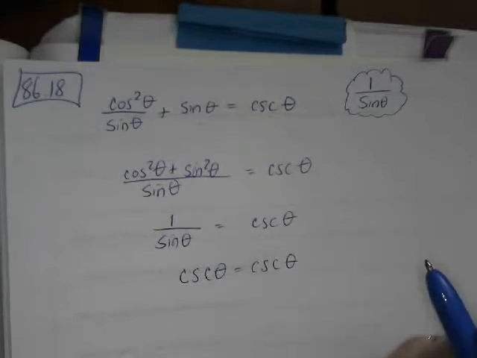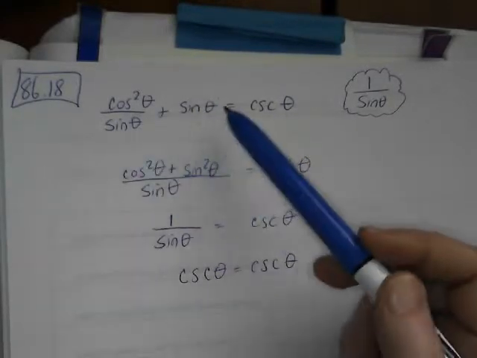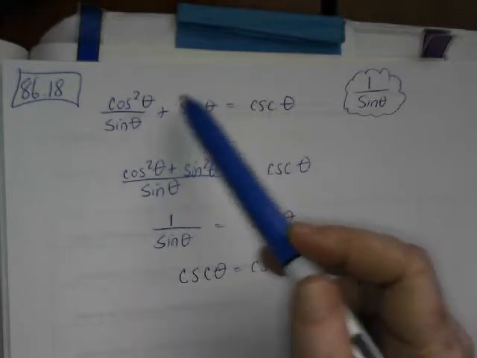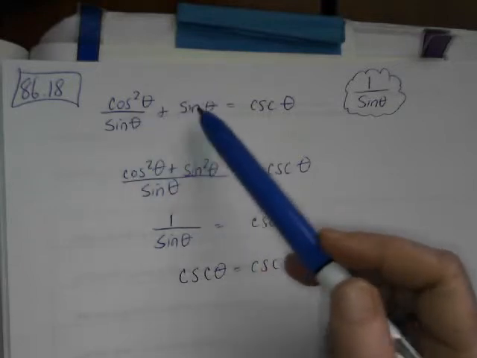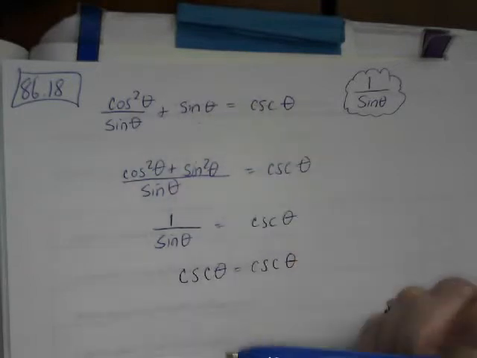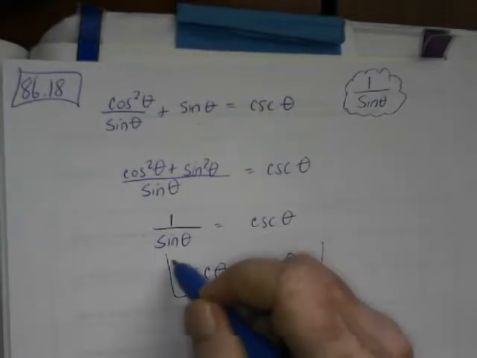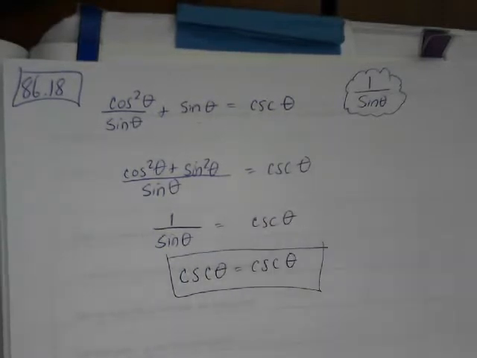So the hint of the day is, if the left-hand side has a plus or minus sign and it has more than one term, try adding the terms, getting a common denominator, because a lot of times the problem is set up to work that way.